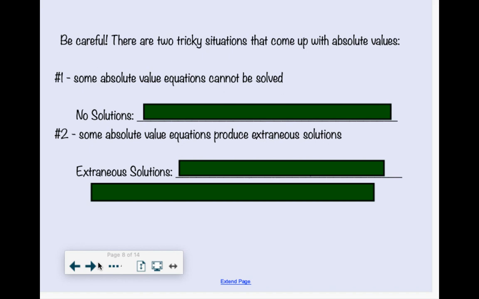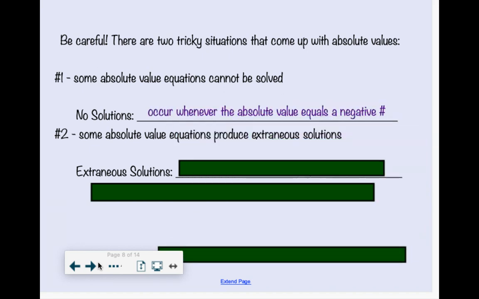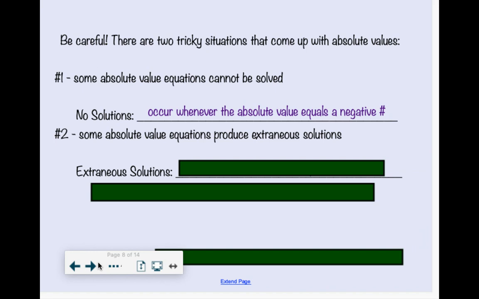Some of them are going to have no solutions. They can't be solved because the absolute value can't equal a negative number. So no solutions occur whenever the absolute value equals a negative number. Okay, if you want to write an example, because there's a negative on the right side of that equal sign, it can't be solved.